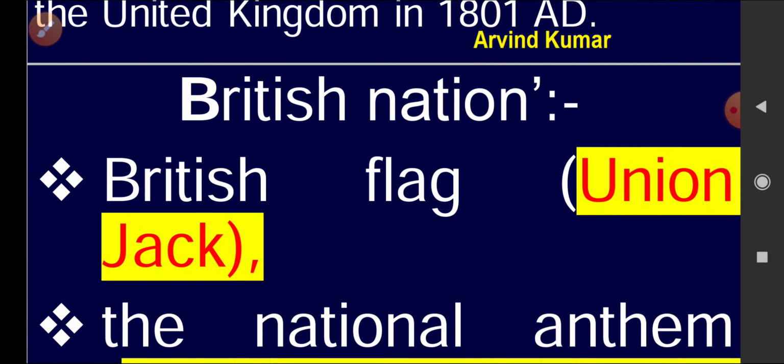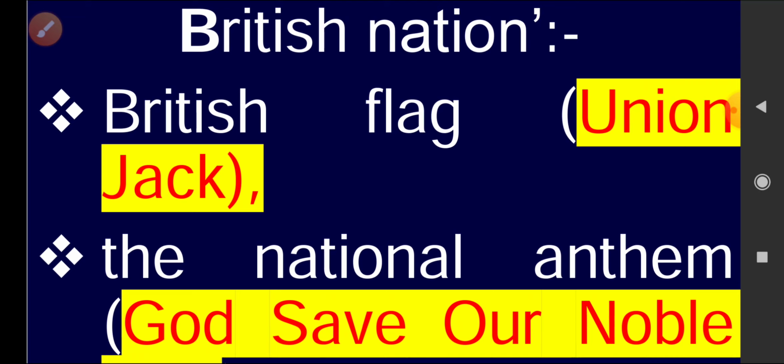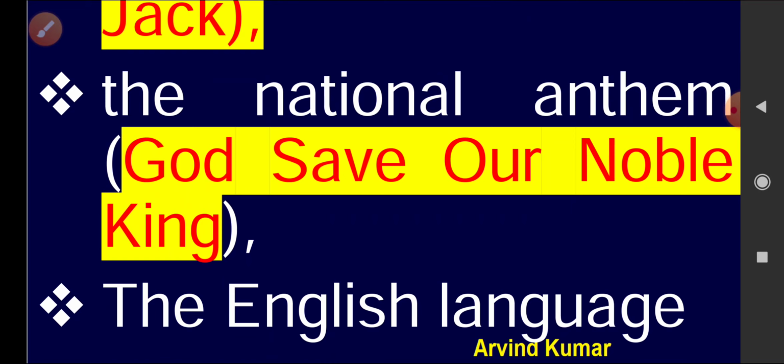New symbols were adopted in Britain. The first one is their flag, which is known as the Union Jack. It was adopted as a new symbol for the nation. The national anthem, God Save Our Noble King, was also accepted. The English language was promoted, and there was no other change in these four nations. That's why it is considered a strange case.